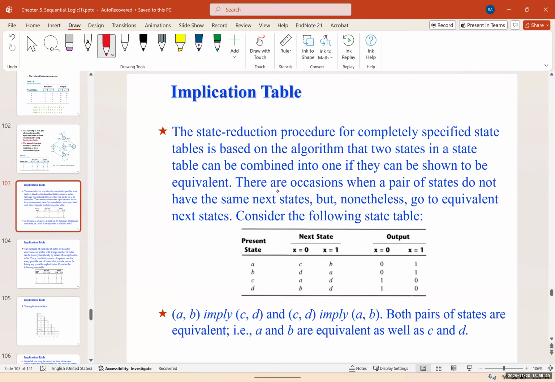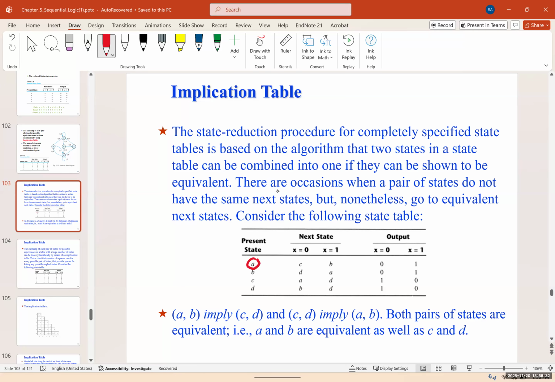The state reduction procedure for a completely specified state table is based on the algorithm that two states in a state table can be combined into one if they can be shown to be equivalent. There are occasions when a pair of states do not have the same next states, but nonetheless go to equivalent next states. Consider the following state table. Again, we have A, C, B for the next state, and then B to DA, and C to AD, and D to BD. AB implies CD.